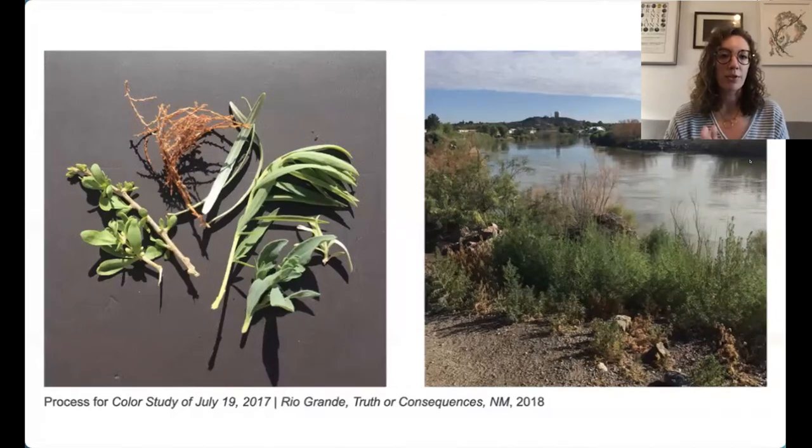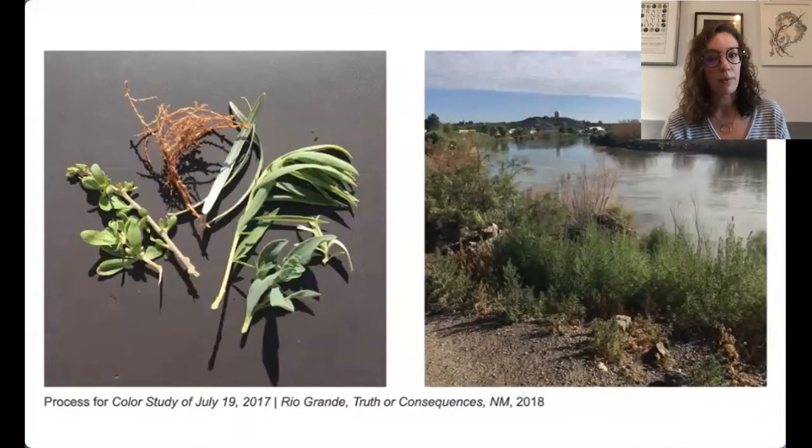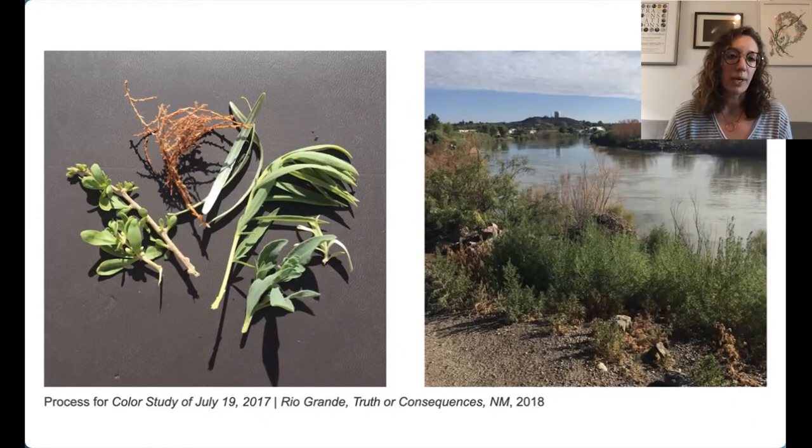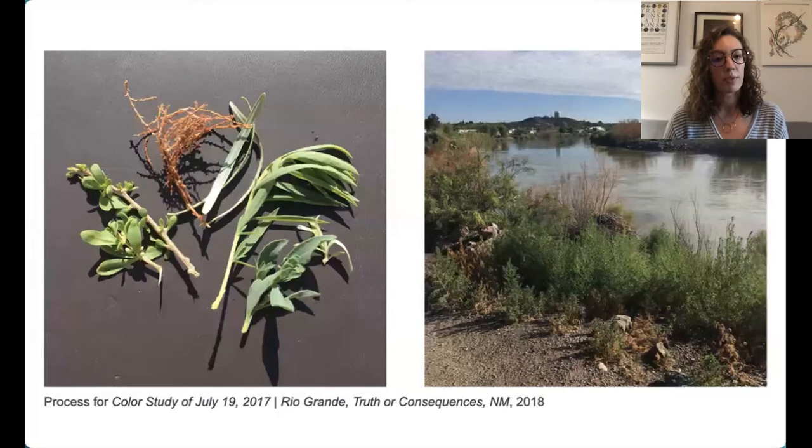I'm going to talk about a project which the previous color journal is related to, called July Color Study of July 19th. It's of the Rio Grande River that runs through Truth or Consequences. In my first time doing this, I was a little meek in terms of the specimens I was collecting. I didn't want to be too invasive, but I wanted to find diverse enough species to represent the color and also the shape of the space well. You see on the left the objects that I collected, and on the right is one viewpoint of the river that I would visit each day.